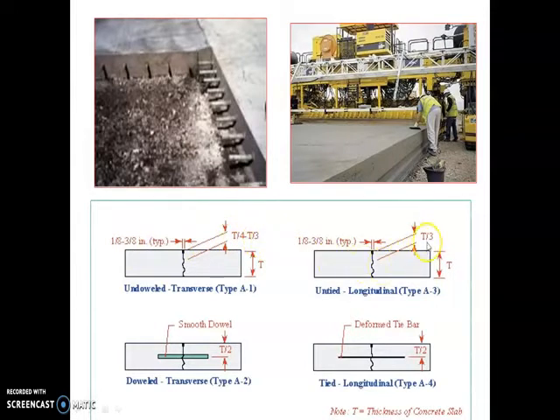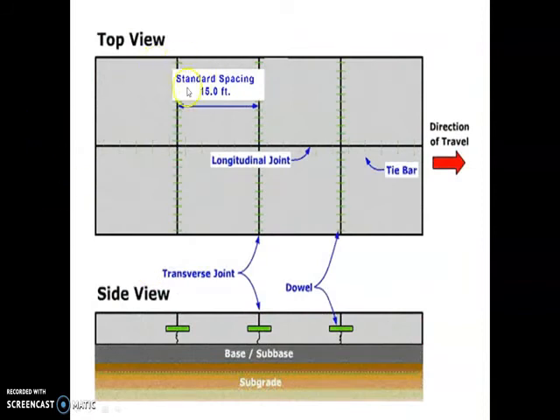Next one, I have to show the longitudinal joints. In rigid pavements, I have to show longitudinal joints. Another one is transverse joints. This is the transverse joints. This is the longitudinal joints. Okay. Next one, granular modifiers. This is the granular modifiers.